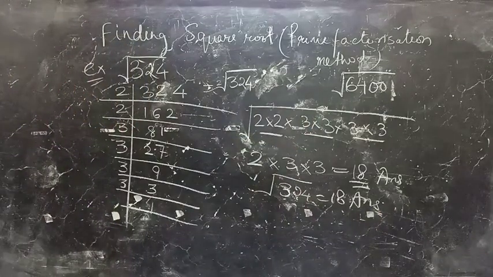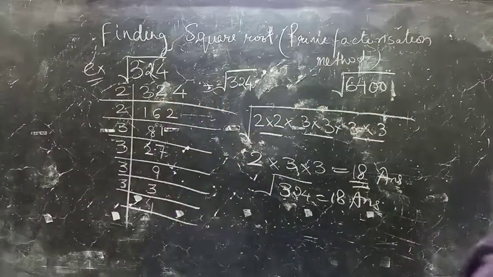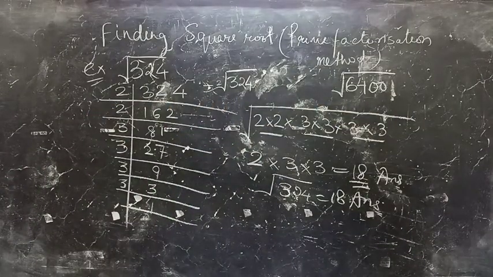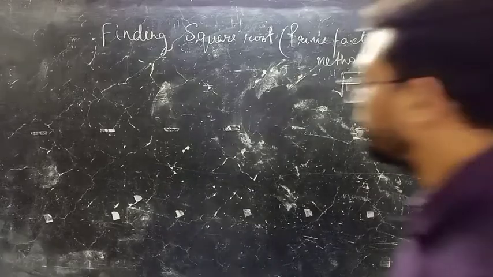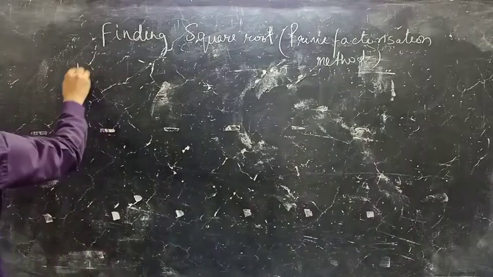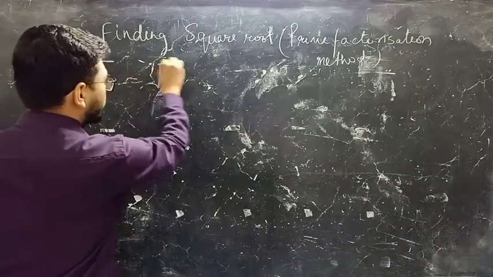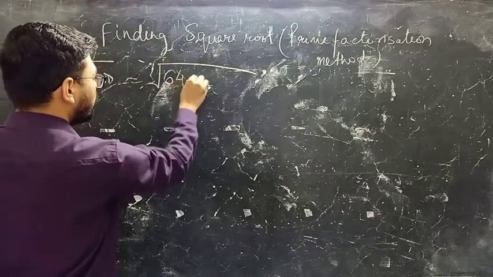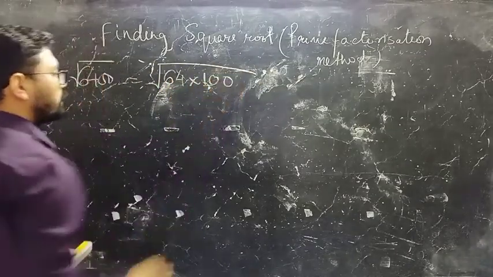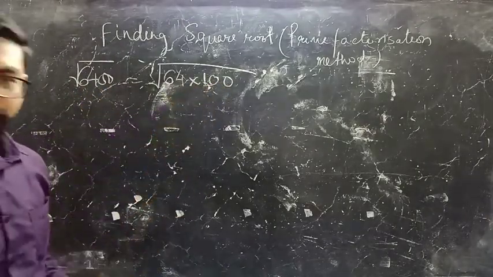Then I take one more example based on the same concept. Now the next example is 6400. Okay, I'll write it here. 6400. So 6400 can be written as 64 multiplied by 100, right? Can I write like this? 6400 can be written as 64 multiplied by 100, right?